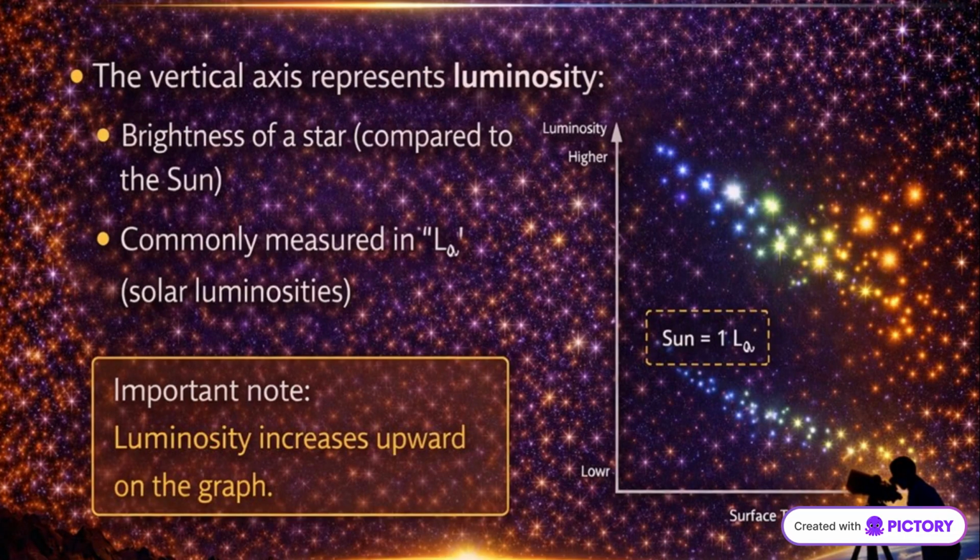The vertical axis represents luminosity, or the intrinsic brightness of a star. It is often measured in terms of solar luminosity, where the Sun is taken as one unit. Luminosity increases upward, so stars higher on the diagram are brighter.